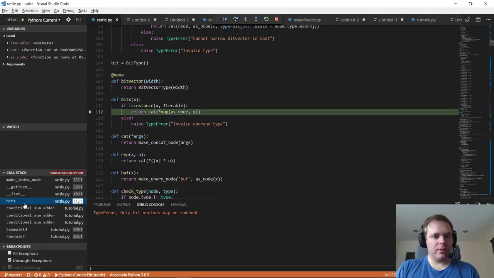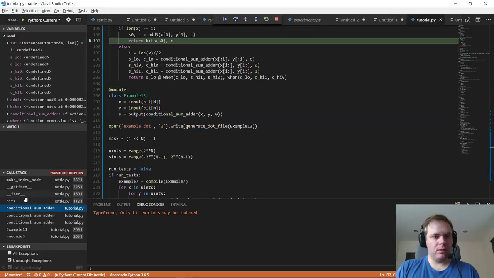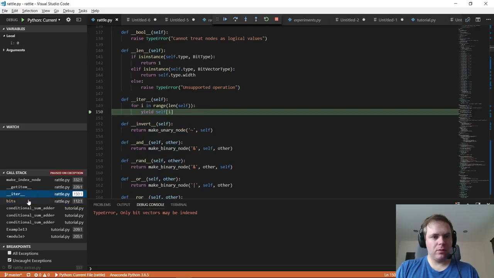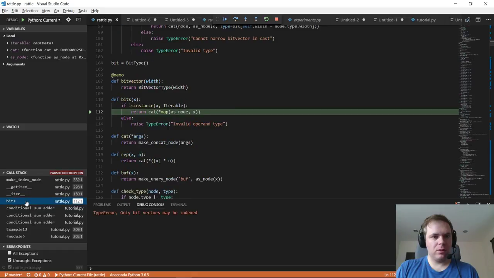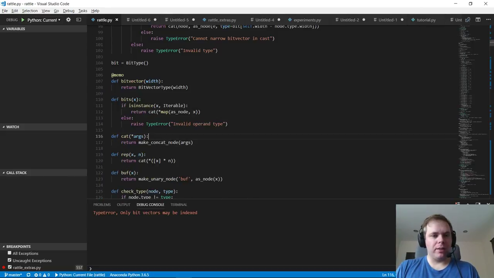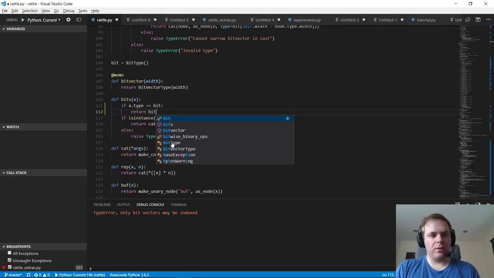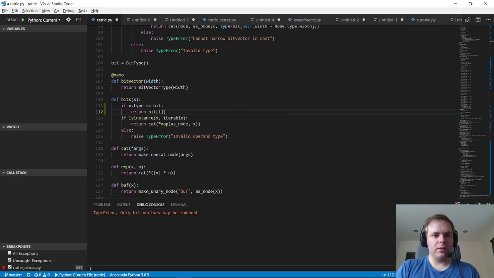Only bit vectors may be indexed. So maybe I just didn't set up that constructor correctly. If X type is bit, then let's just do a coercion here. Okay.